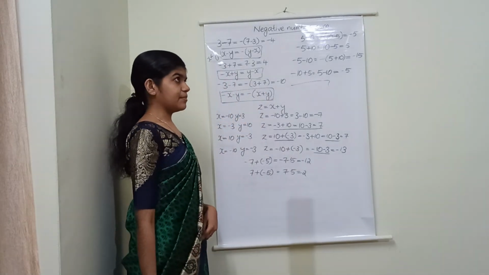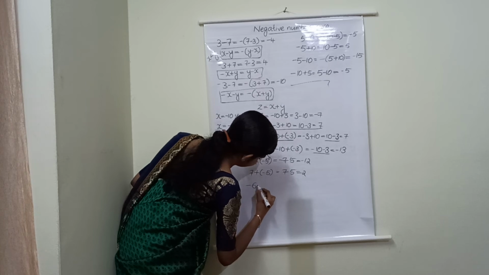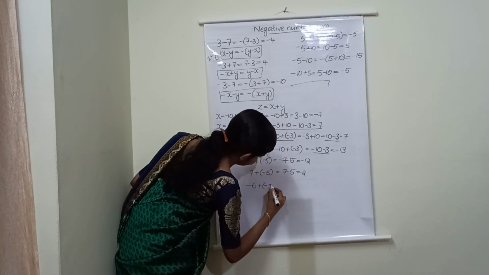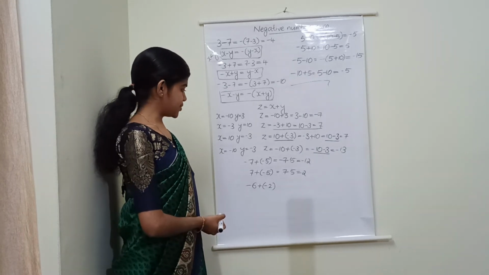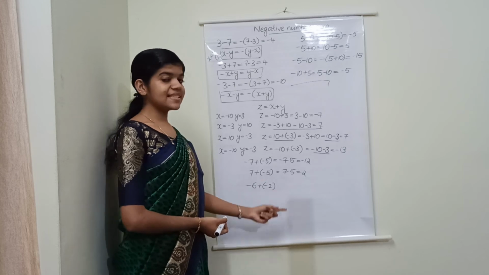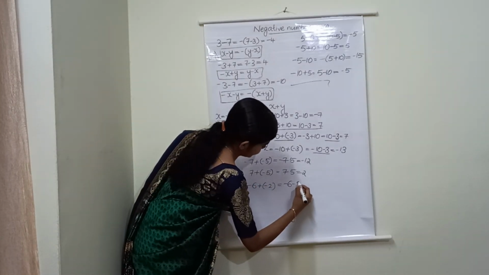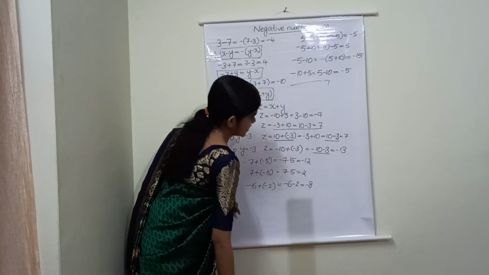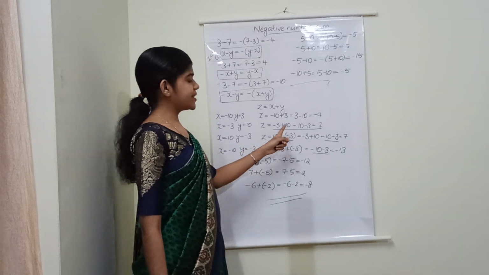Then one more example. What is minus 6 plus minus 2? Adding the negative of a positive number, that is subtracting that number. Okay. That is minus 6 minus 2, that is minus 8.